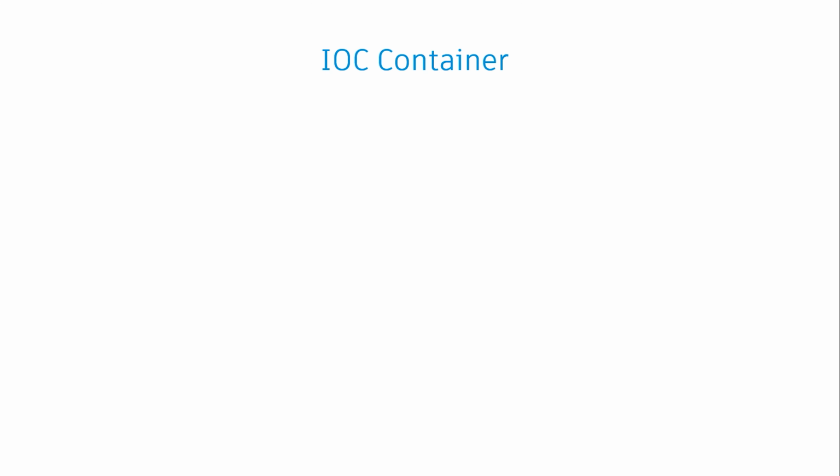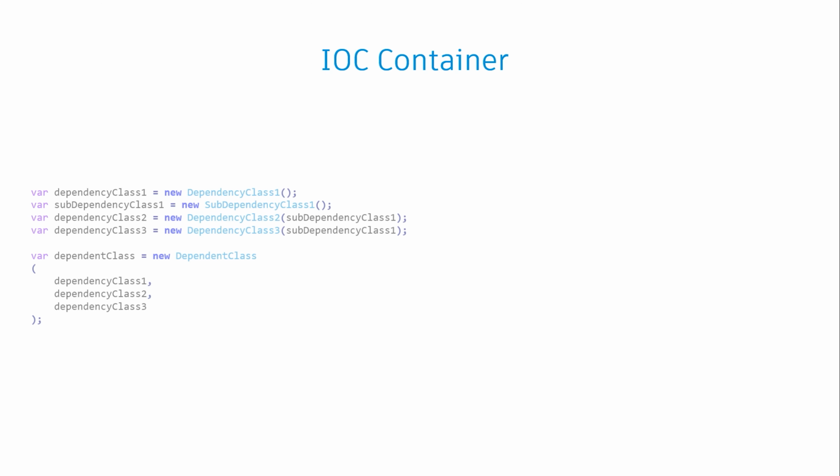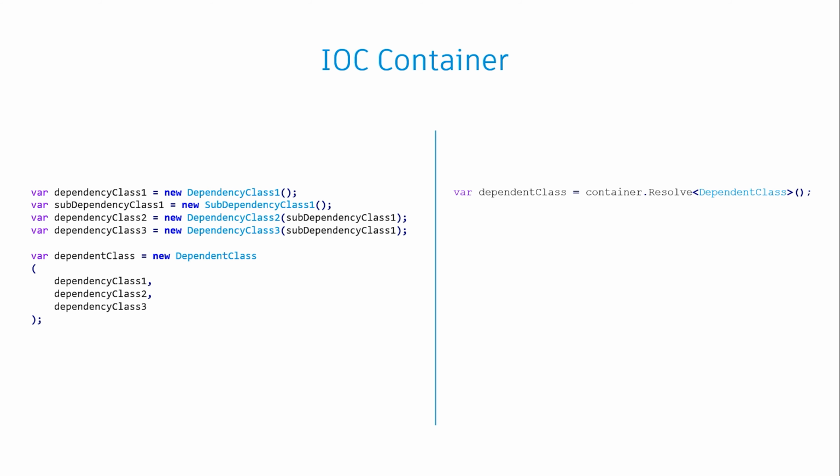So here's the instantiation taking place before the usage of containers. And on the right, the same instantiation through the use of a container. Pretty impressive, huh? But hang on, how does the container know how to instantiate all these classes? How does it know when to keep a cached version or create a new one?